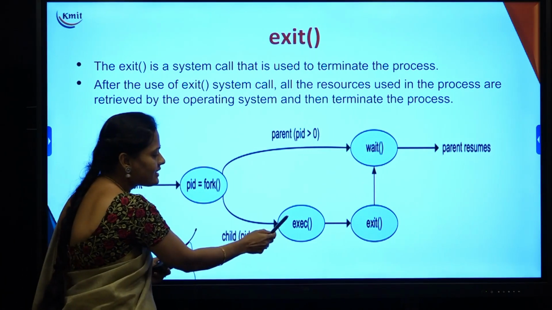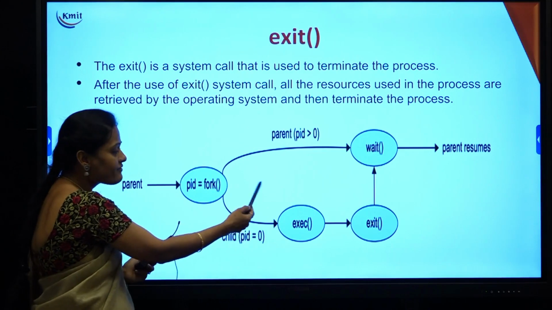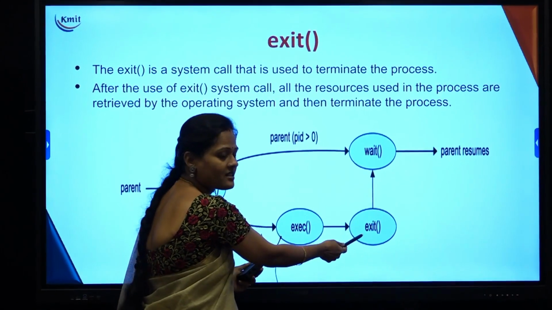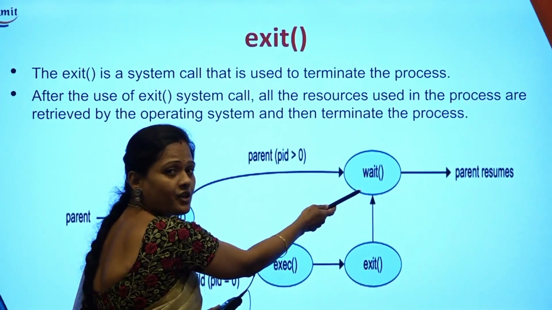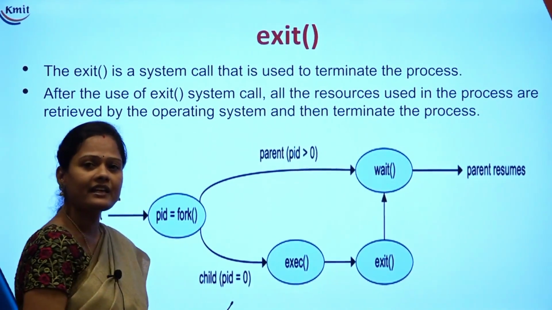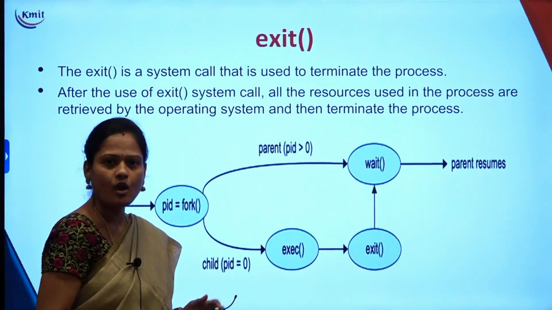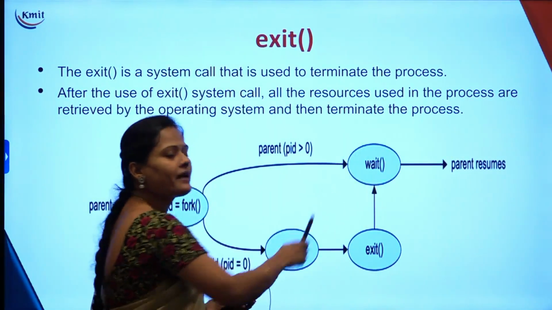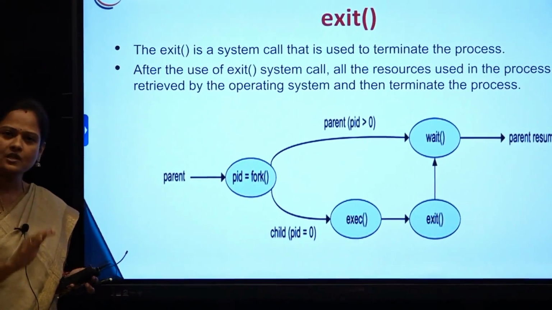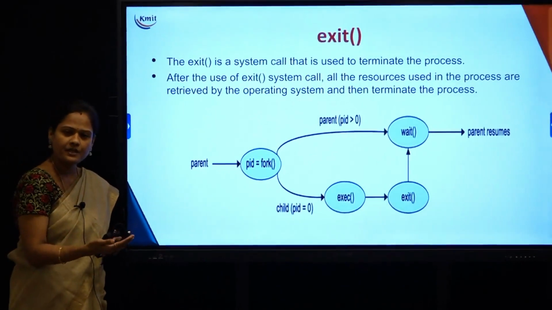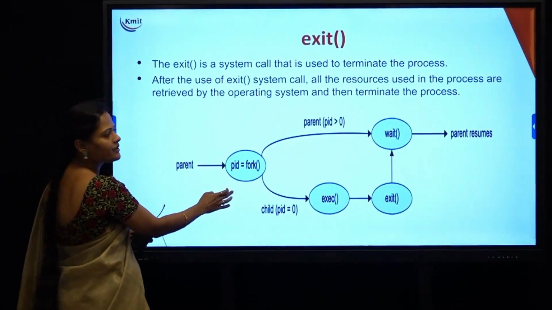In that case, the child process will execute, and after its termination, it goes for exit. And when it exits, the information will be passed to the wait in the parent, indicating that the child has finished its operation, and later on the parent can resume its operation. So it means that the parent process will wait for the child process to terminate, and once it gets terminated, the parent process will continue its execution.